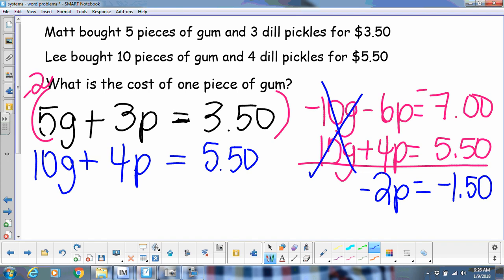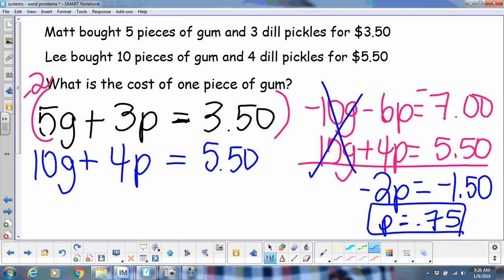So one thing will cancel. All right, half of $1 is 50 cents. Half of 50 cents is 25 cents. If you add 50 cents, 25 cents, you get 75 cents. So a pickle was 75 cents.